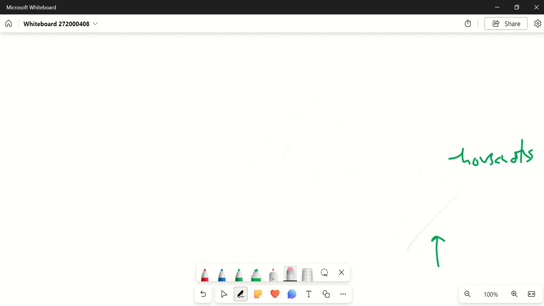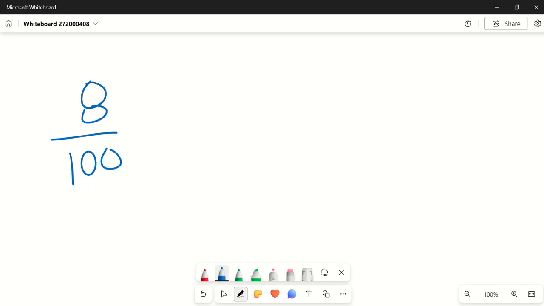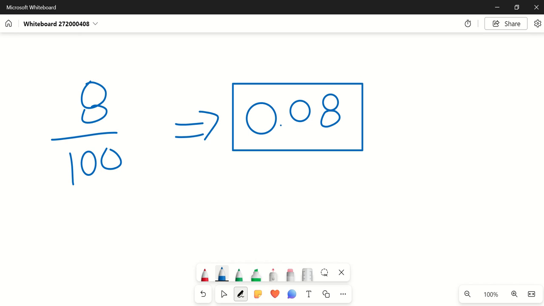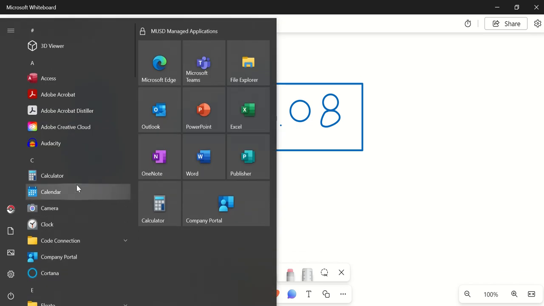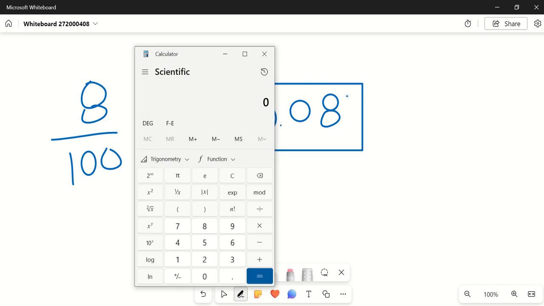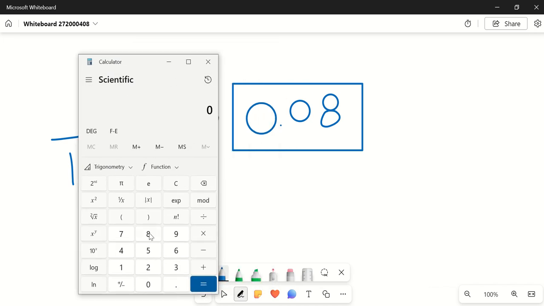So, quick practice. If I say I want to write 8 hundredths, it'll be 8/100. And then as a decimal, it would need to be 8 in the hundredths spot. If I write this, this is 8 tenths. 8 is in the tenths spot. I would need to add a 0 and put 8 in the hundredths spot. This is 8 hundredths. If I were to take my calculator and divide 8 by 100, I will come up with 0.08. 8 divided by 100 gives me 0.08. That's 8 in the hundredths spot.